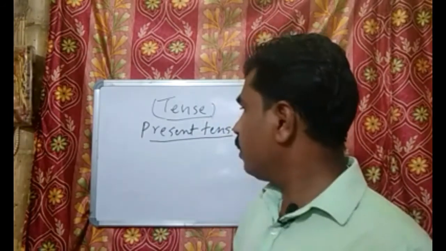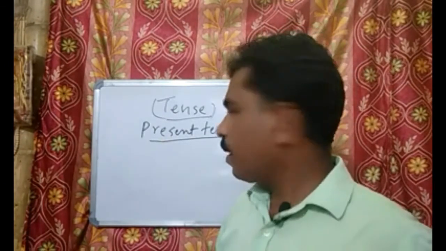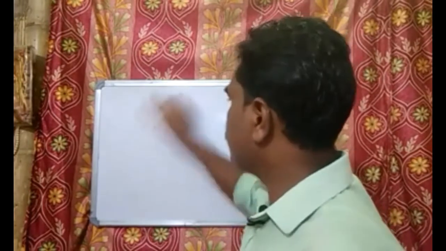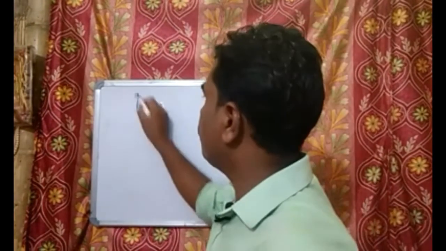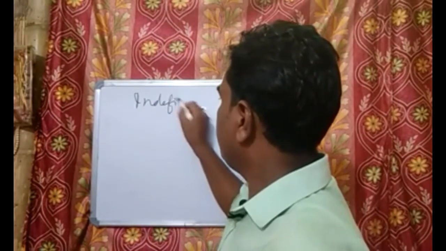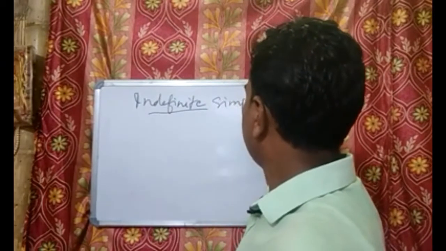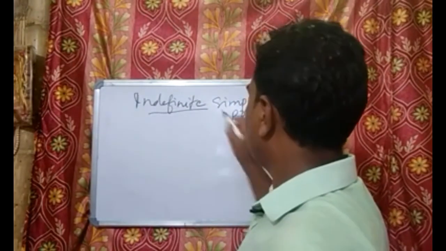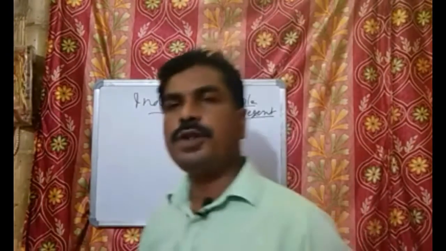So first of all, we will talk about the different forms of present tense. In the different forms of present tense, first we'll discuss the indefinite form. Present indefinite is also called simple present. We also call it simple past, or simple future also.